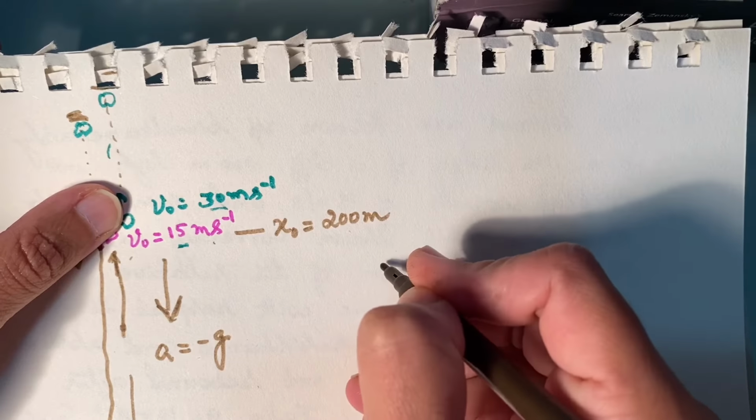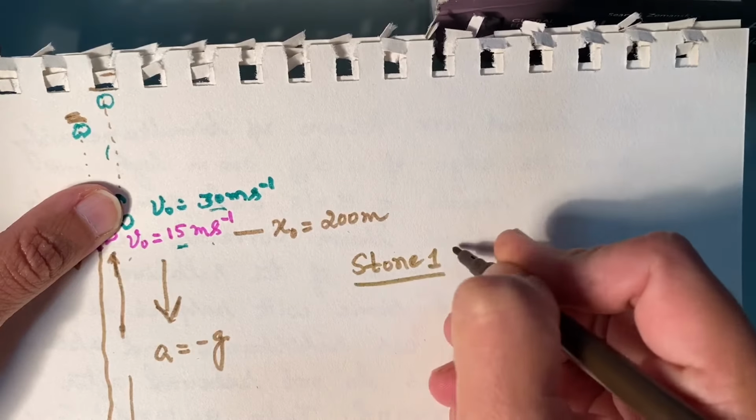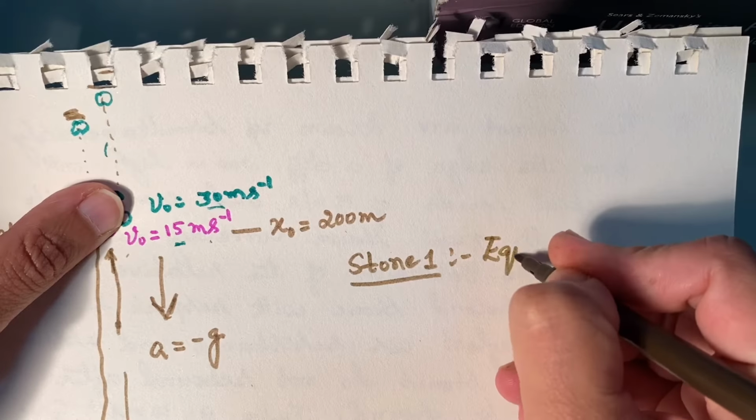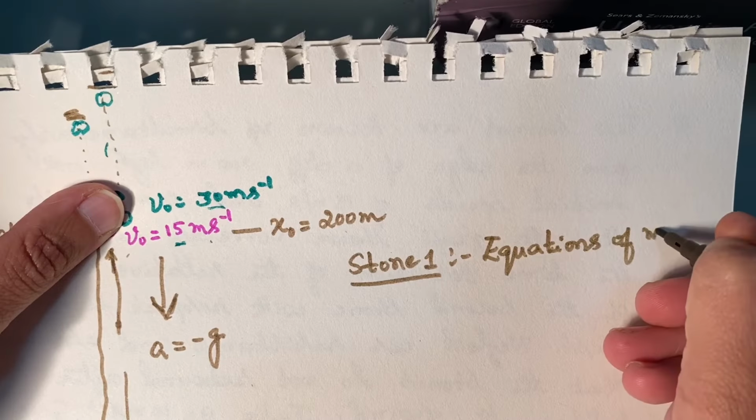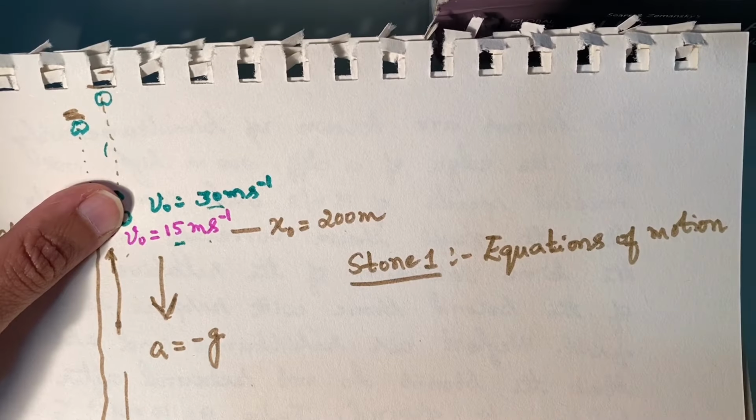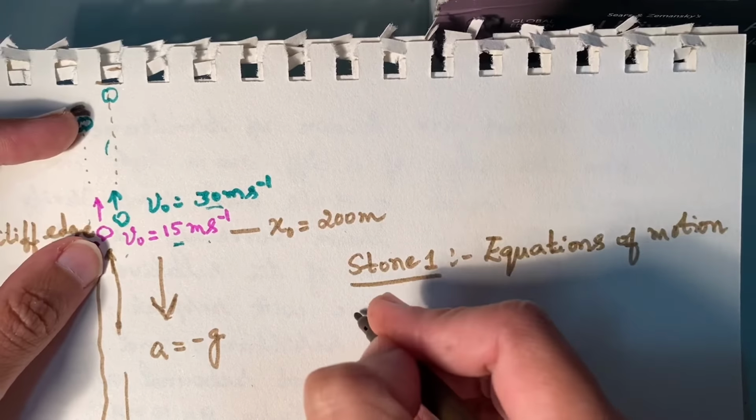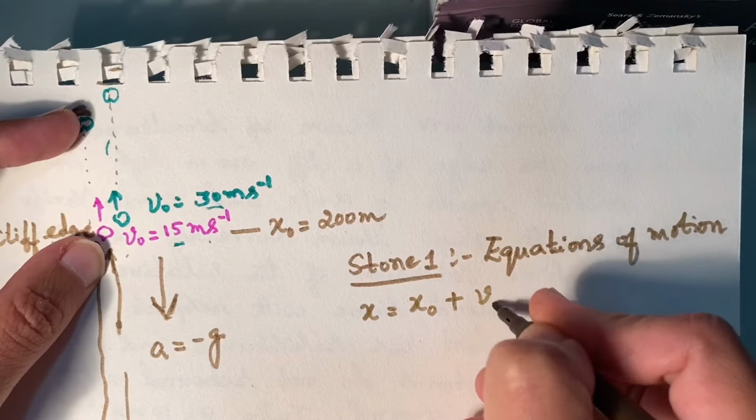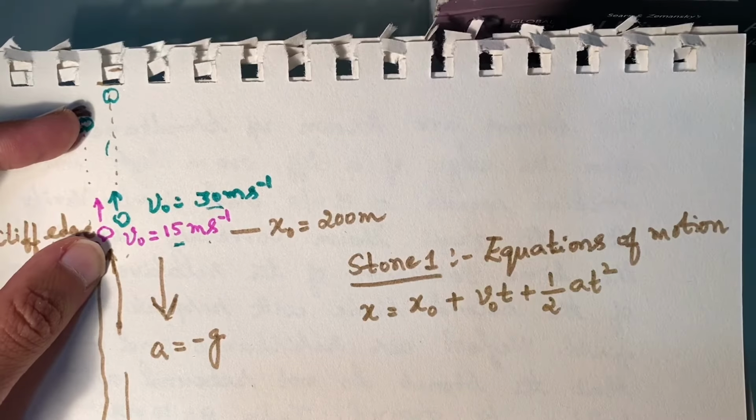Okay, I'll write that down here. Stone 1, let's say I write the equations of motion. So you can use any of the equations of motion that you know. It's better to use an equation of motion that has x, x naught, v naught, t and a. So I will use this equation of motion, which is x is equal to x naught plus v naught into t plus half at square, right?